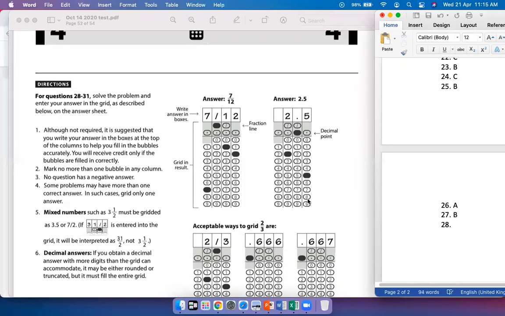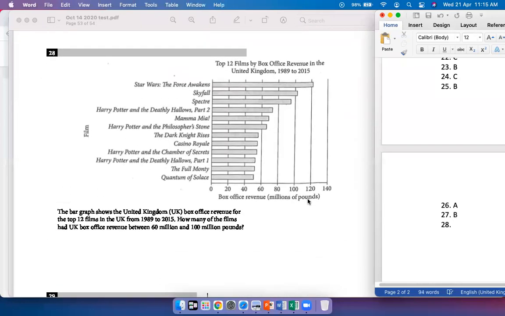Okay, we now come to the written questions. The bar graph shows the UK box office revenue for the top 12 films in the UK from 1989 to 2015. How many of the films had UK box office revenue between 60 million and 100 million pounds? Okay, between 60 and 100, which means this qualifies. Even these, right? For 100, you have to go up to here. So between 60 and 100, 1, 2, 3, 4. These 4 qualify. So the answer is 4.